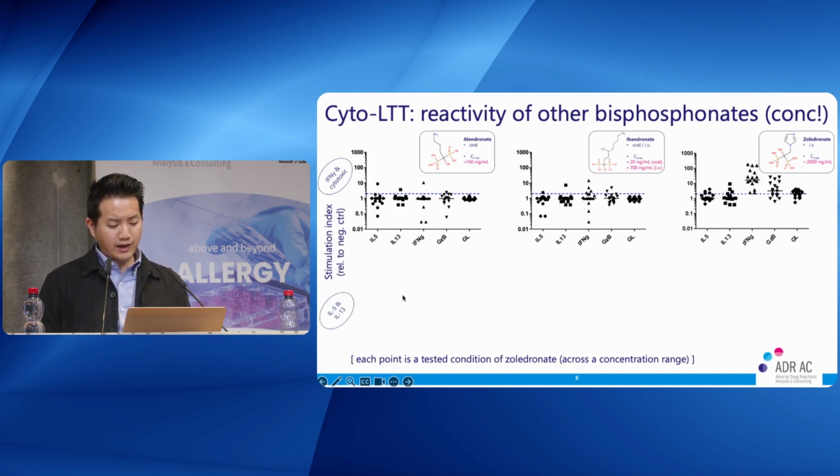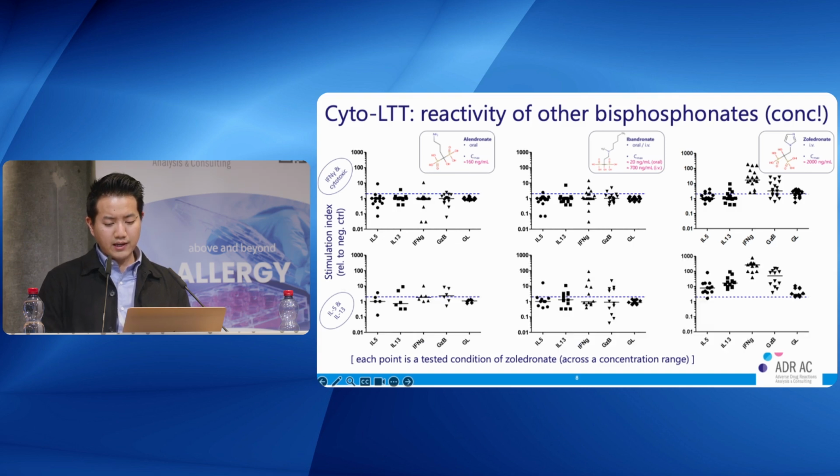And when we look into the IL-5, IL-13 response, again, we've seen this one before, the zoledronate response, but you also see some here more in the ibandronate and not so many than in the alendronate. So here highlighting that it's important to consider what your Cmax is of your drug and to also consider what types of concentration range you test in the Cyto-LTT.